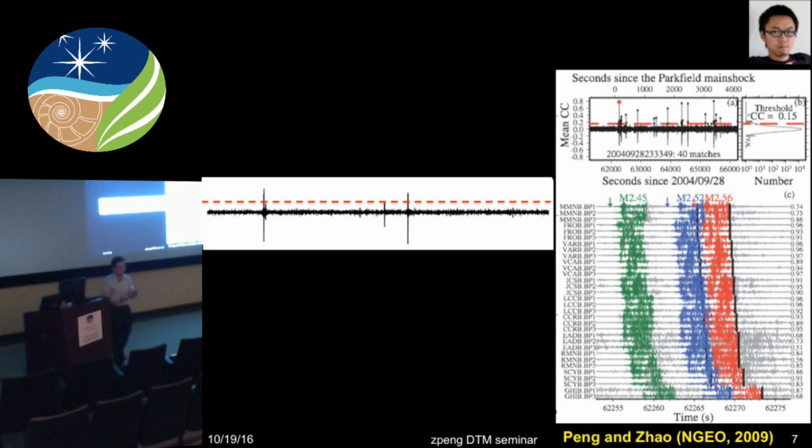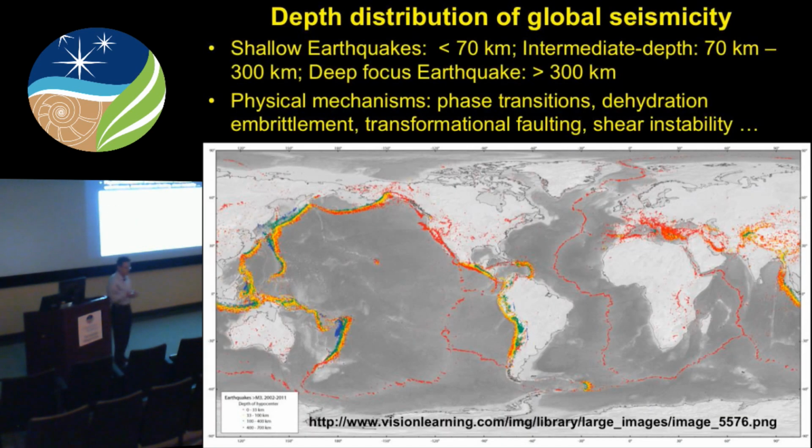In the next, again, maybe 30 minutes, I will probably give 2 or 3 examples of how we can apply this technique in different tectonic settings, and use that to understand what we know and what we don't know about Earth processes.